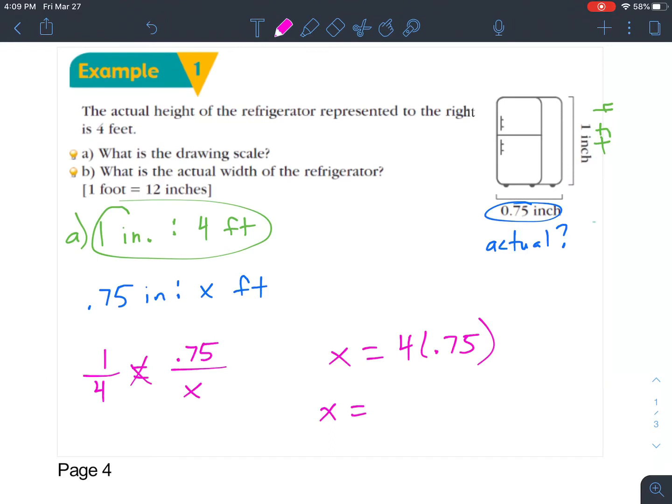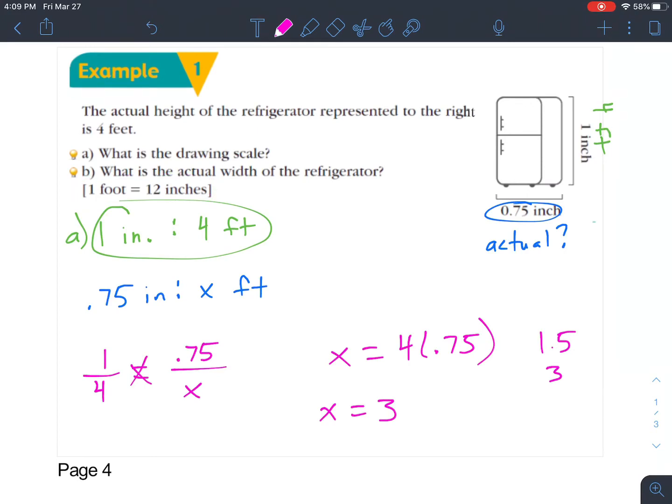And let's see, I know 2 times 0.75 is going to be 1.5, so then I double that again. That is going to get me 3. And even though it says 1 foot is to 12 inches, our proportion took care of the units for us. I don't need to multiply this answer by 12. Besides, that wouldn't make sense.